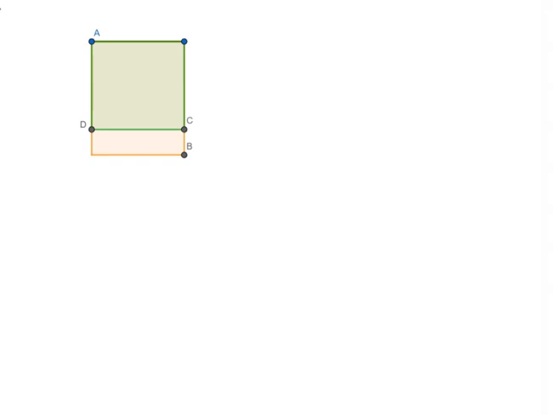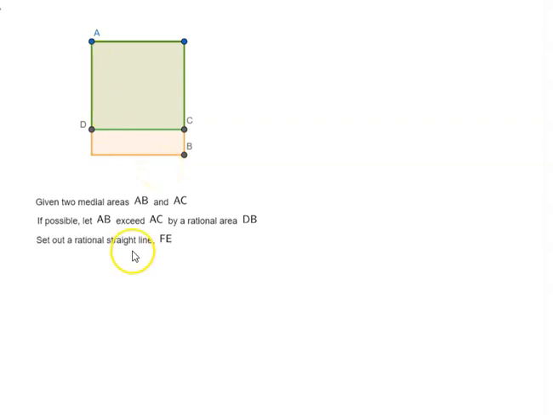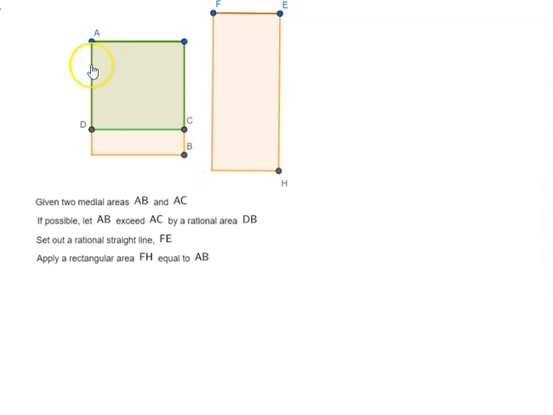So let's see how we can prove this. Given two medial areas AB and AC, if possible, let AB exceed AC by a rational area DB. So here we are basically assuming the opposite, that DB is the rational area which we get after subtracting AC from AB. We set out a rational straight line FE. Apply a rectangular area FH equal to AB. So FH here is equal to AB.